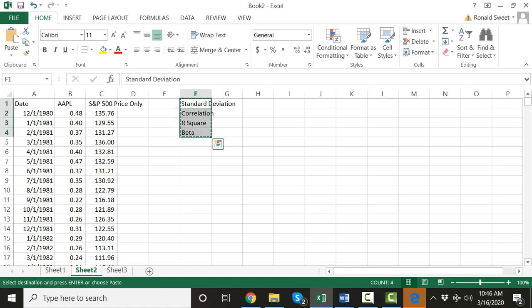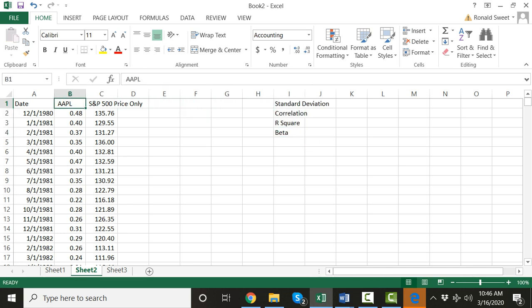I'm going to move these terms over a little bit, and then let's just look at what we have here. We have the stock prices, the adjusted stock prices for Apple. That's why the price is so low at 48 cents, because it's adjusting for dividends and stock splits and those type of things. The S&P is not adjusted. As amazing as it is to think, in 1980 the S&P was only at 135. Today, recently it was above 3,000. Now it's back down well below 3,000, but still a pretty hefty increase.